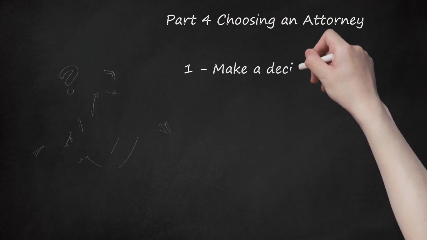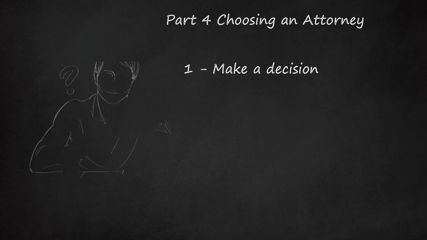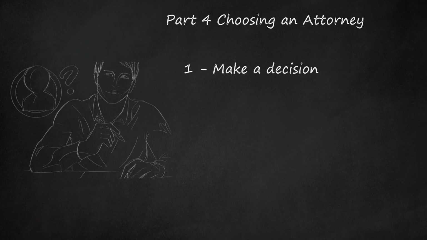Part 4: Choosing an attorney. 1. Make a decision. After meeting with the attorneys on your shortlist, you might know immediately who you want to hire. Or you may have to mull it over more. Regardless of how you immediately feel, give it a couple of days to think over, unless you need immediate legal assistance. You ultimately want to hire someone you trust and feel comfortable around.